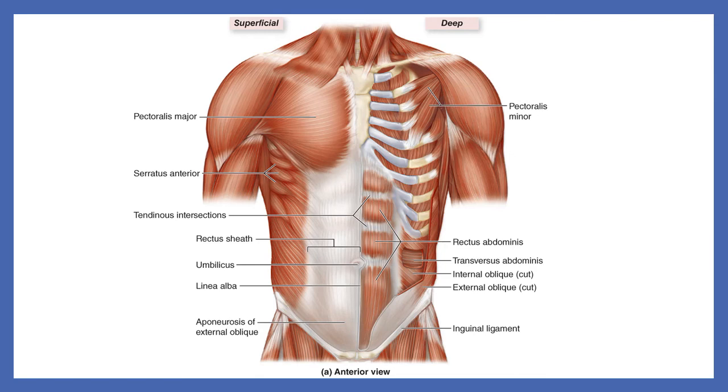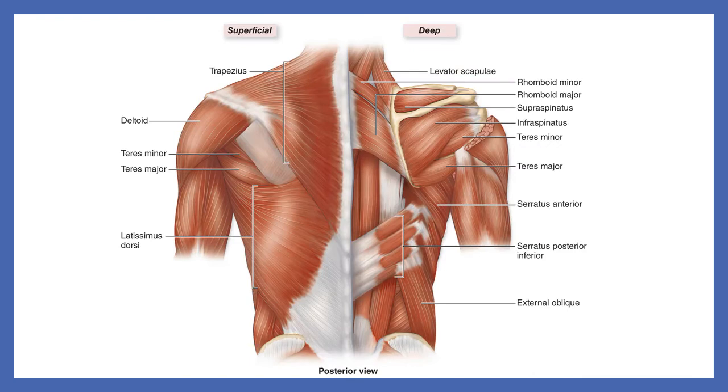This is our overview of the entire abdomen. Once again, on the right side, we are superficial. On the left side, we are deep. Here's the back, with the left side being superficial and the right side being deep. It's the same person, but the deep side just has all those superficial muscles removed.